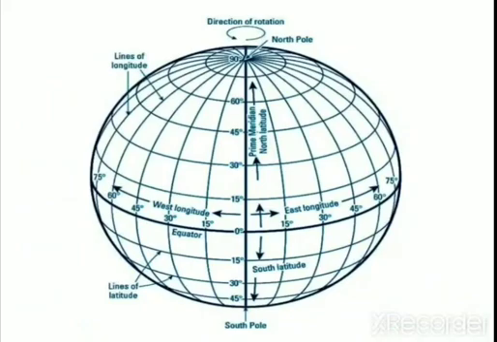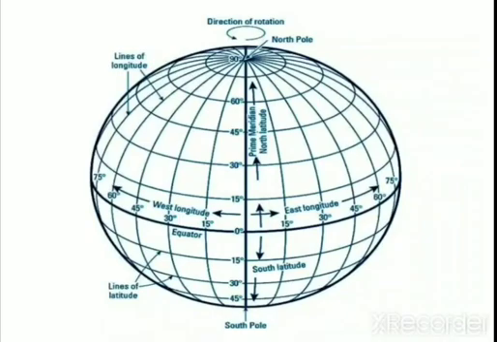Now, what is geographic grid? It refers to the internationally recognized system of latitude and longitudes which is used to locate positions on the earth's surface. Okay, so here you can see both the longitude and the latitude lines.